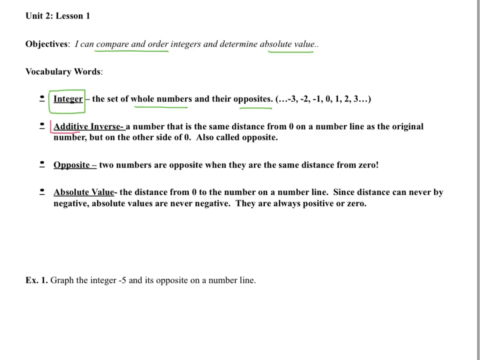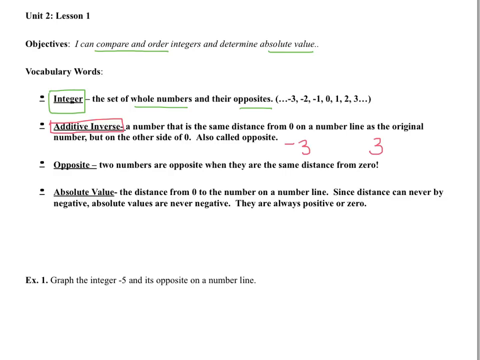Additive inverse. Additive inverse means a number that is the same distance from 0 on a number line as the original number, but on the other side of 0. It's also called its opposite. An example of this would be -3 and +3 are both 3 spaces away from 0 on the number line, and they are called additive inverses.